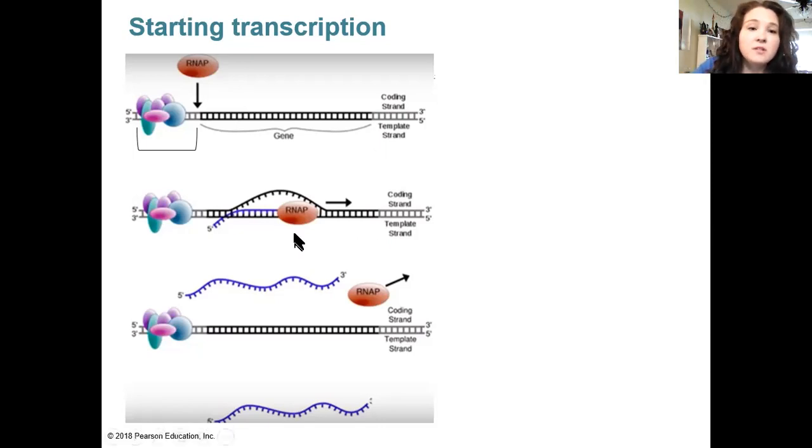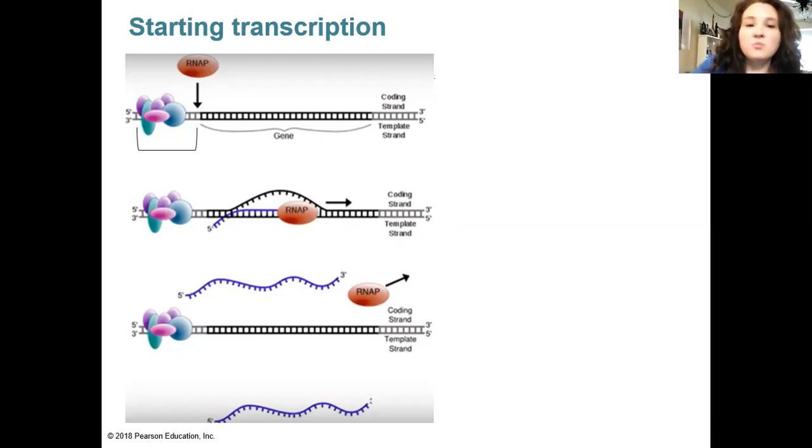So I want you to notice that it's reading up from the 3' to the 5'. It's reading the template strand, and it's writing down from the 5' to the 3', just as DNA polymerase did when we were talking about DNA replication. So in that way, DNA polymerase and RNA polymerase are similar.